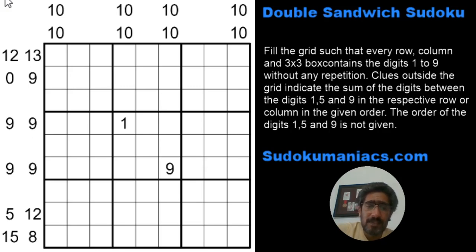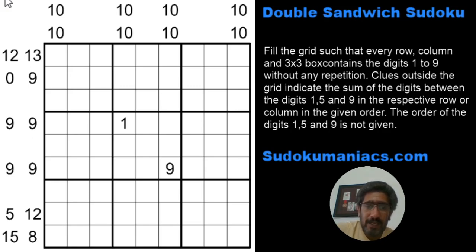So today the puzzle is a double sandwich Sudoku. The rules of this Sudoku are the classic rules apply, that is, no digit can repeat in a row, column, or a 3 by 3 box. Additionally, the clues that are given outside indicate the sum of the digits that may fall between the digits 1, 5, and 9.